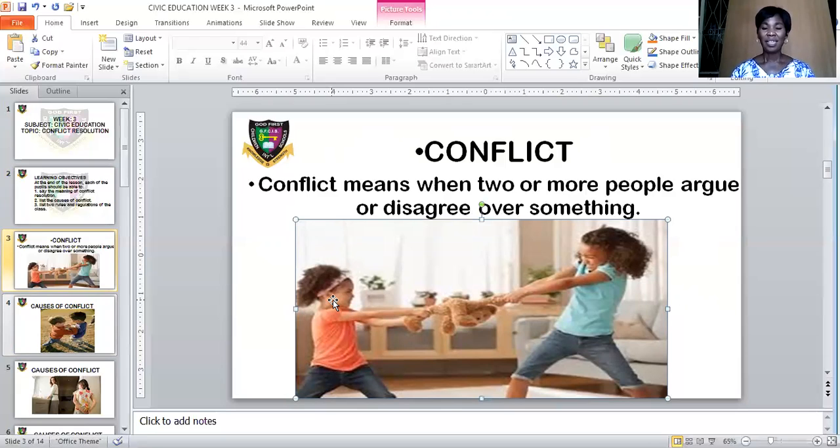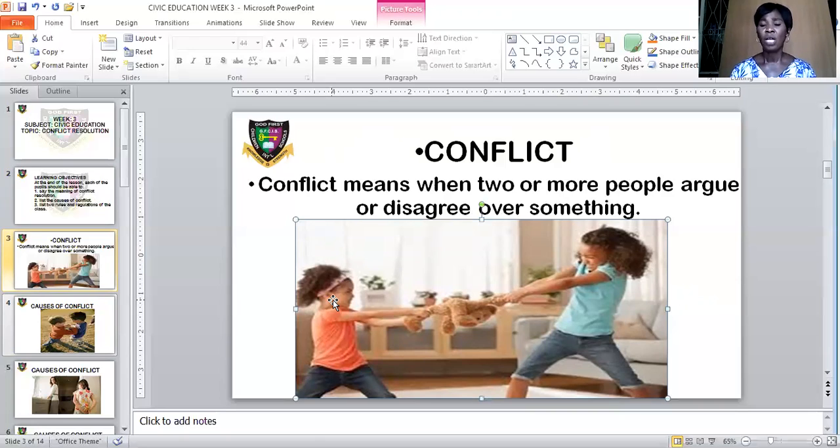Now, as the saying says, conflict means when 2 or more people argue or disagree over something. You can see these 2 girls. They disagree over a toy, because what they are fighting over here is a toy. One will say, it's for me, it's not for you. The other one will say, no, it's for me, it's not for you. That is conflict.